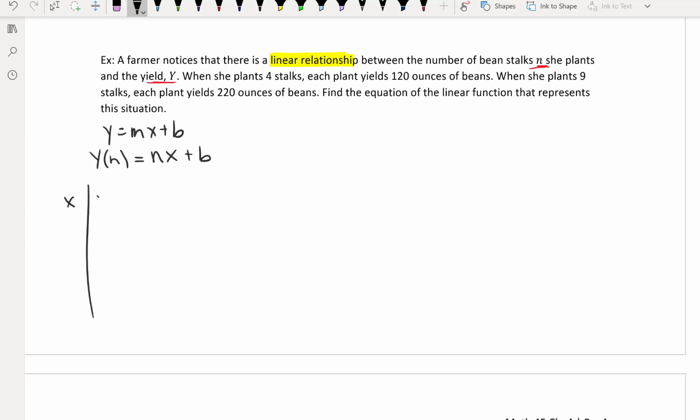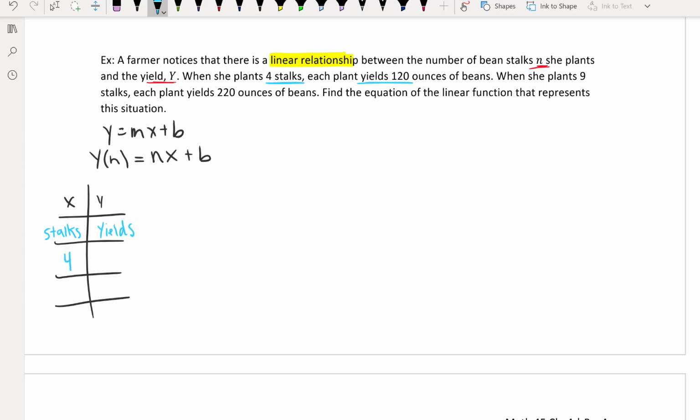So I'm going to think about my x and y coordinates here. That's going to help me to determine what I'm supposed to be doing. So it says that she plants 4 stalks, and this is how much it yields. So what I'm going to have is stalks and yields.